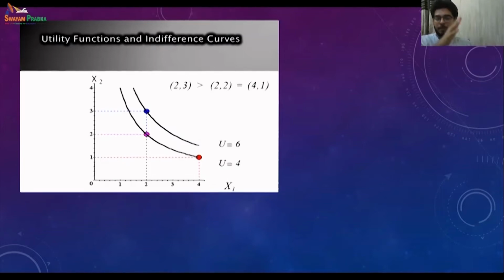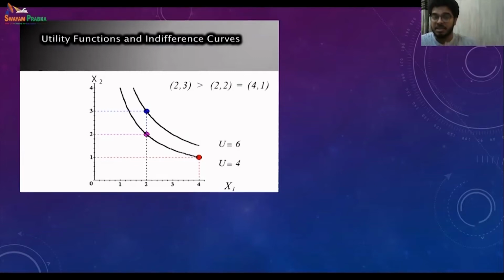Over here we can see that at the lower utility level, where we have U equals 4 or something like that, we have 2 points, one pink point and one red point. At the pink point, the individual is consuming 2 units of x1 and 2 units of x2. At the red point, the individual is consuming 4 units of x1 and 1 unit of x2. What to note here is that the pink point and the red point are on the same indifference curve. That means he is indifferent between these two options. These two options give him the same utility, the same level of satisfaction.